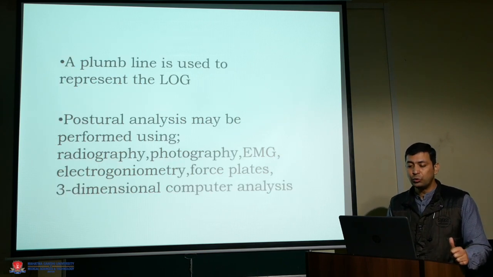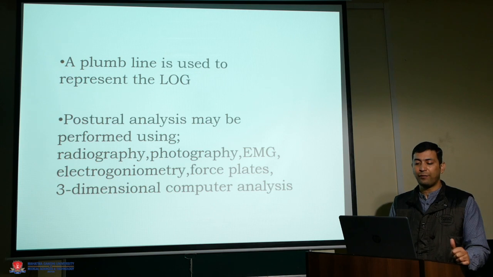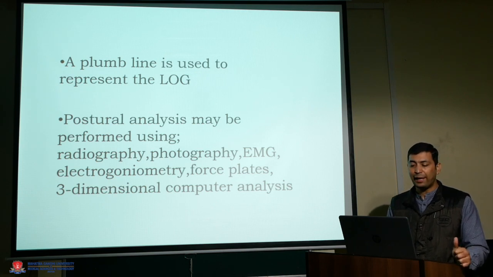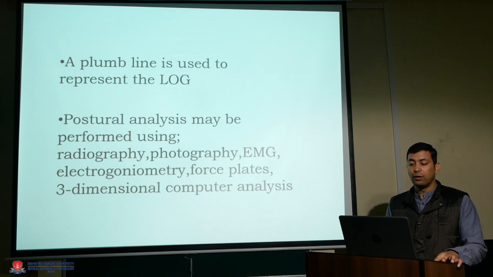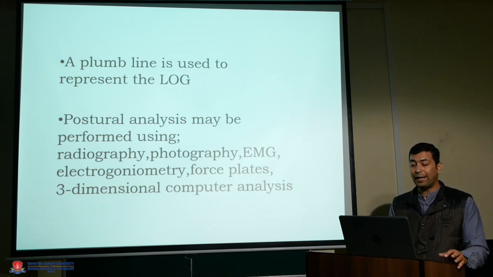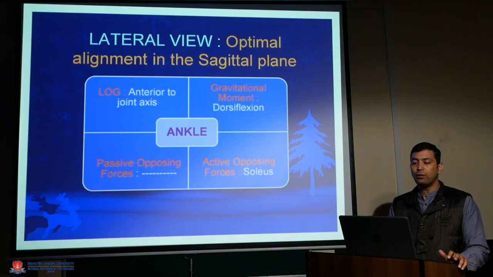A plumb line is used to represent the line of gravity. The line of gravity is an imaginary line. Posture analysis may be performed using radiograph, photograph, EMG, electrogoniometry, force plate, and 3D computerized analysis. There are a variety of methods we can use to analyze our posture and its dysfunction. First of all, we have to look at the lateral view.